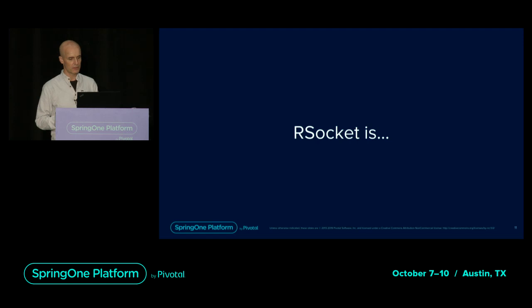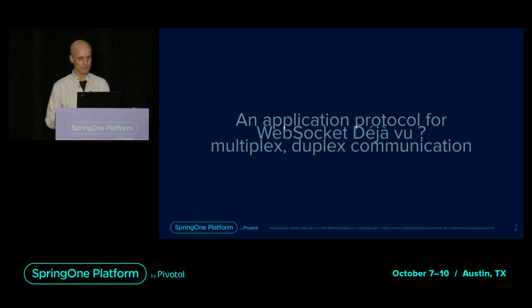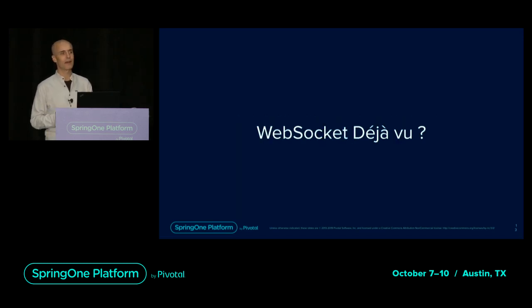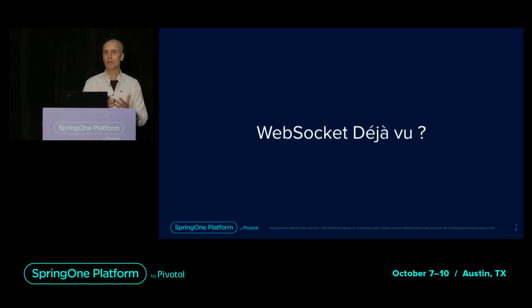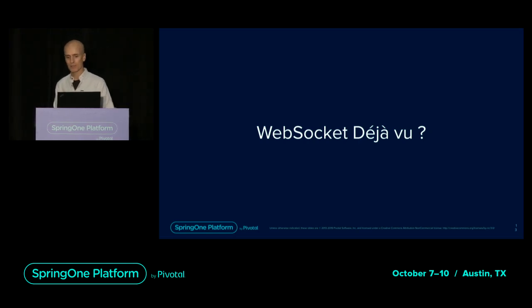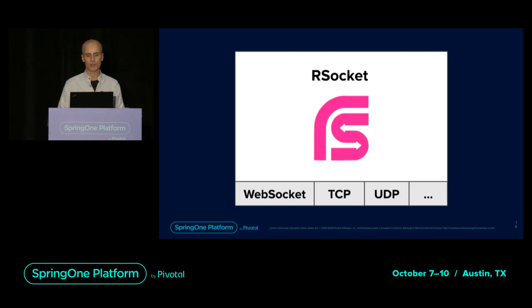So what is RSocket with that in mind? I'm going to start with a relatively simple definition: it is an application protocol for multiplex and duplex communication. Does that sound familiar? I remember a few years ago when we got so excited about WebSockets, and those are exactly the things we were talking about, duplex, multiplex communication. The thing about WebSocket, however, is that it's very, very low level. It's pretty much TCP with framing, and you need a messaging protocol on top to start to do meaningful things. You need some infrastructure. And that's where RSocket actually is a lot more than that.